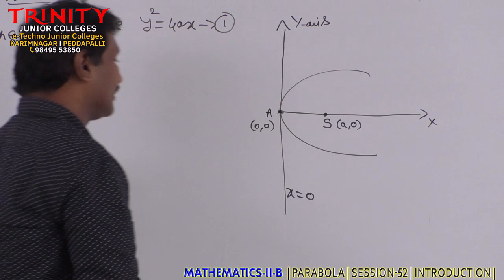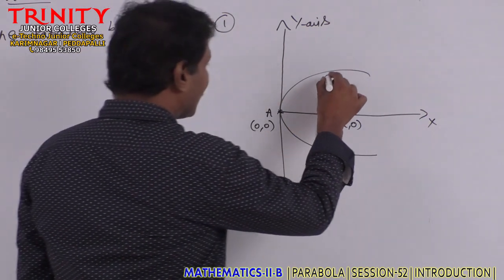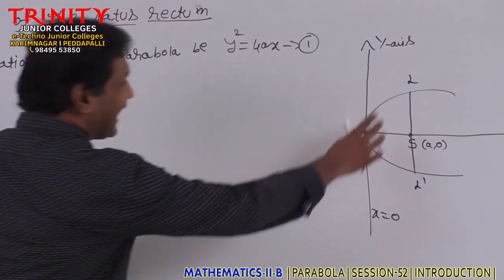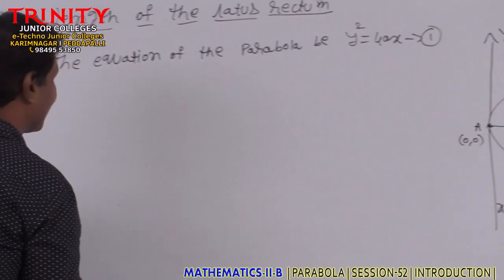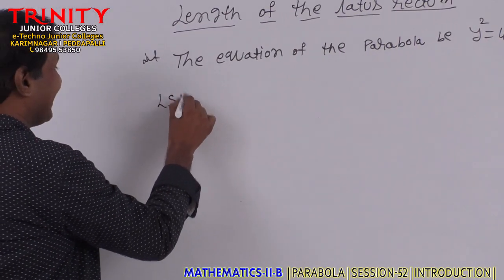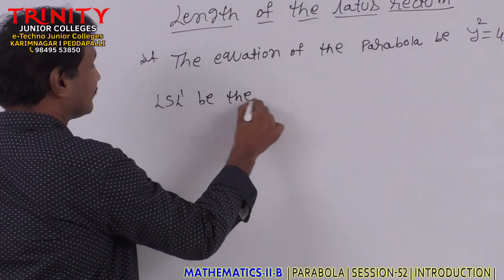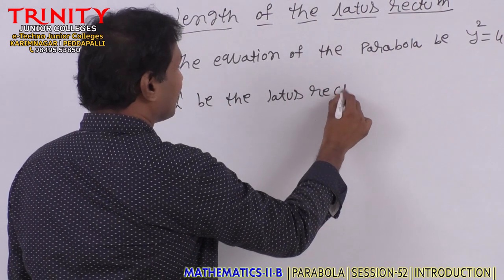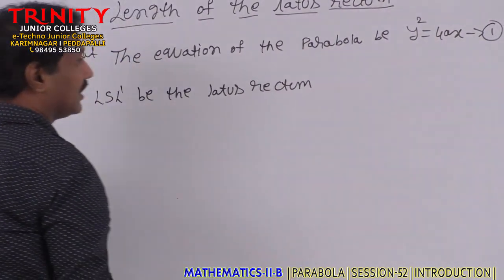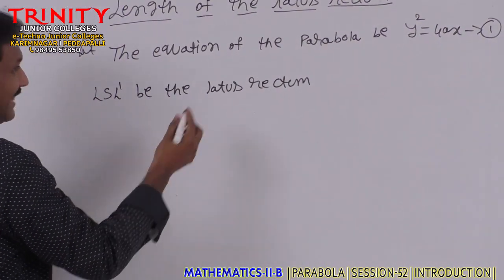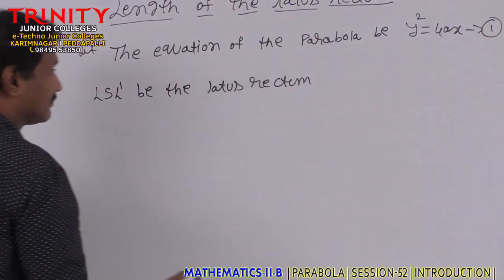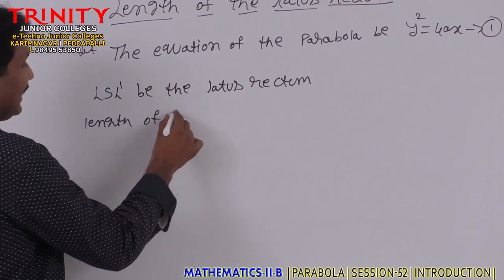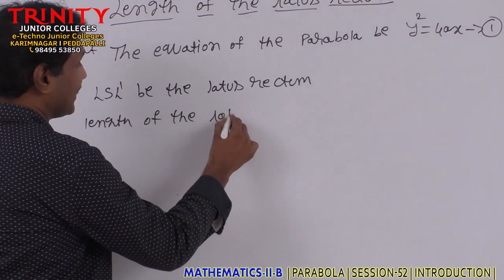Let L dash be the latus rectum, as we discussed last time. Suppose the length of the latus rectum is L dash.